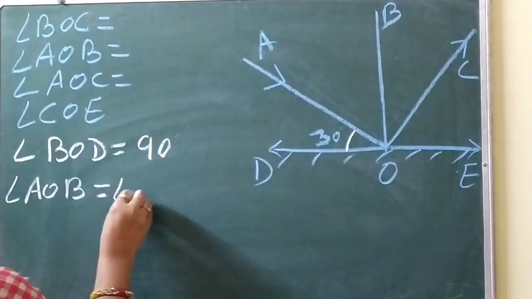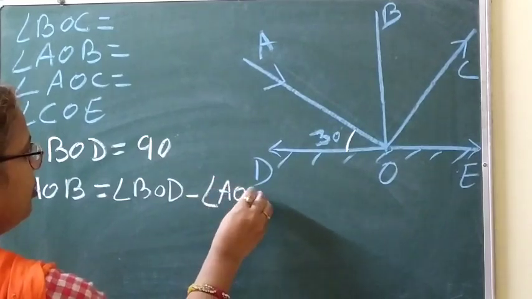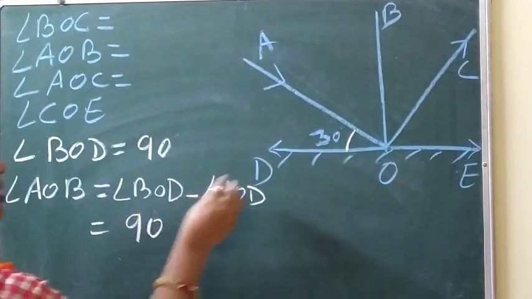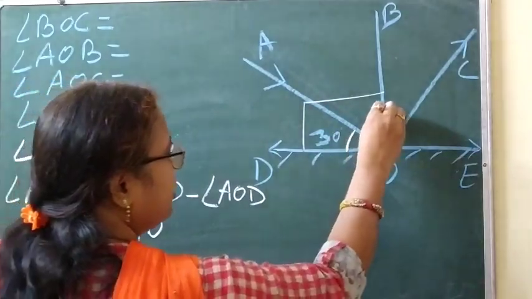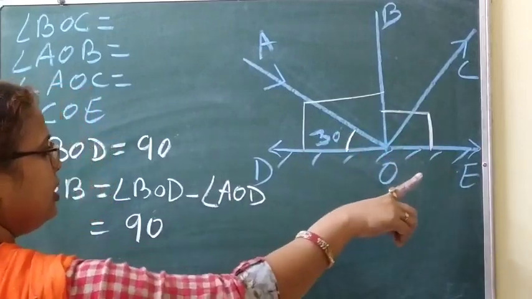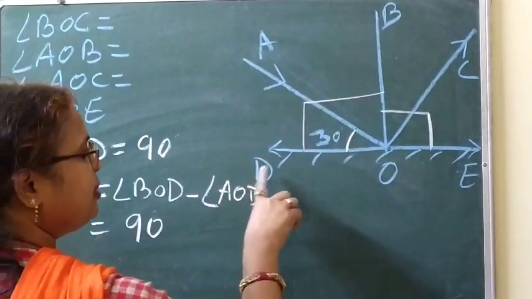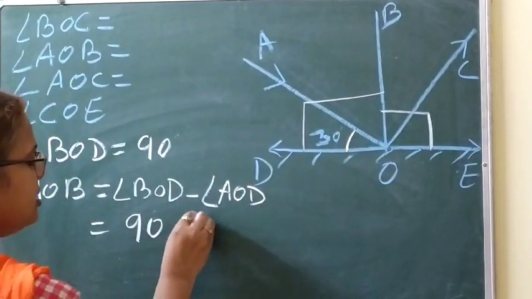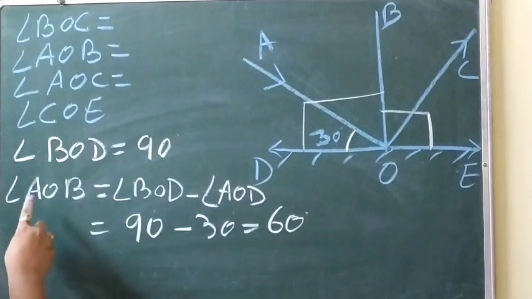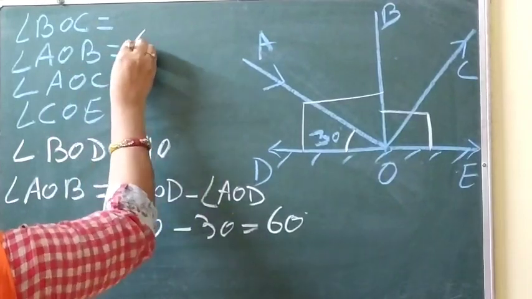So angle AOB will be equal to what? AOB will be equal to angle BOD minus angle AOD. And BOD is what? BOD, we know, 90 degrees. Here also this value is 90 degrees, because this one is normal to DE. Means BO is normal to, normal means what? Perpendicular. So BO is perpendicular to DE. So 90 minus 30 degrees, and this is equal to what? 60 degrees. Clear? So the value of AOB is 60 degrees.